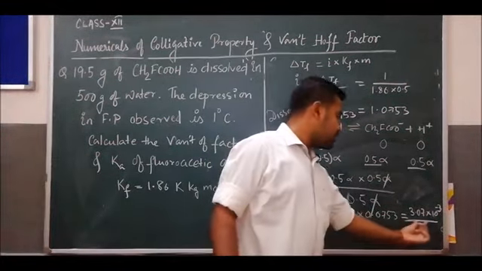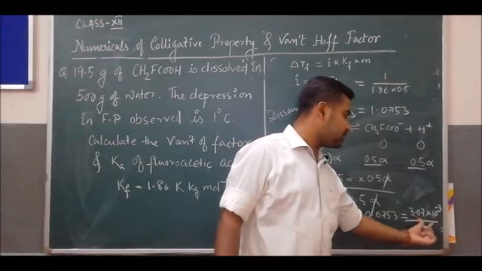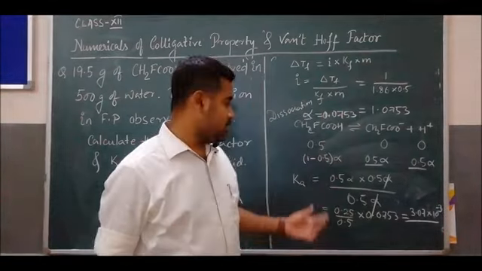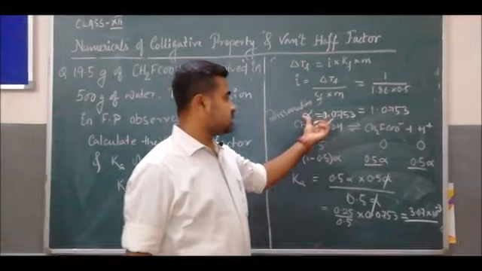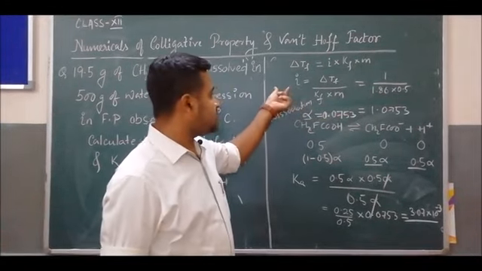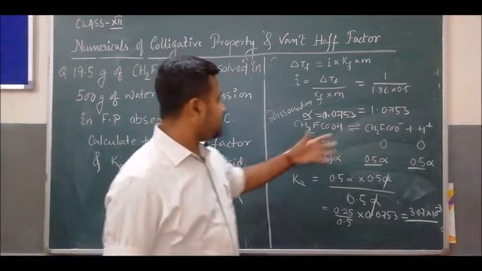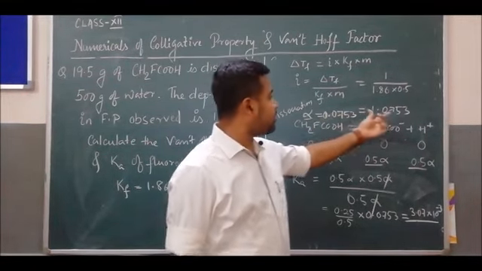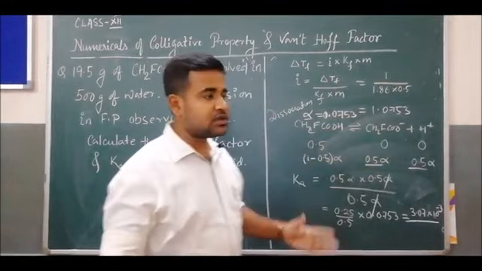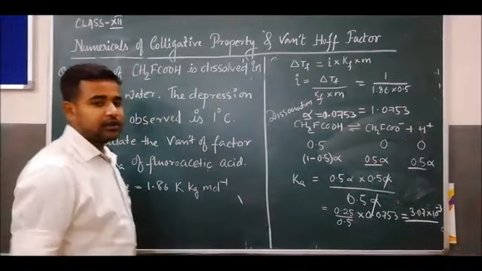So in this case the answer will be 3.07 into 10 to the power minus 3. This is the dissociation constant. This is the degree of dissociation. And what is I? I we have to find out. What is the I value? 1.0753. So this is the solution of this numerical.